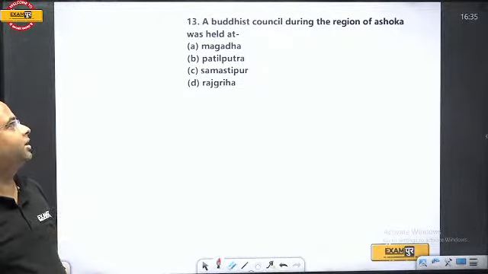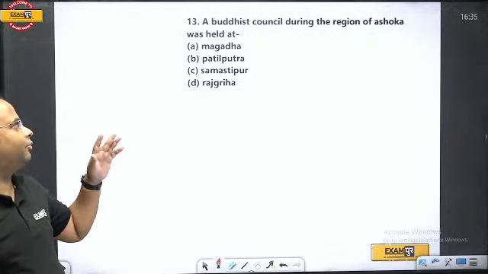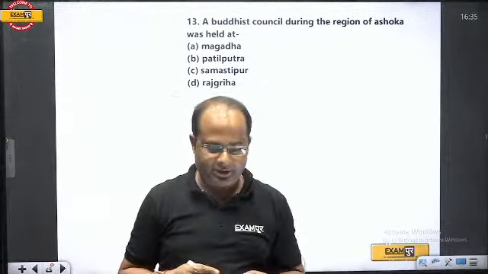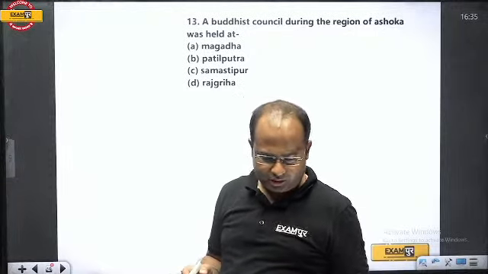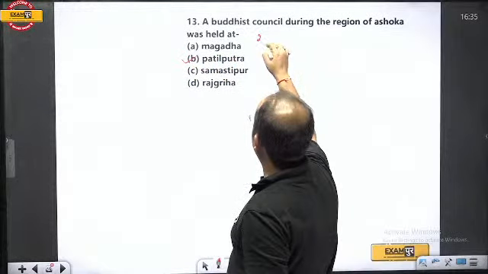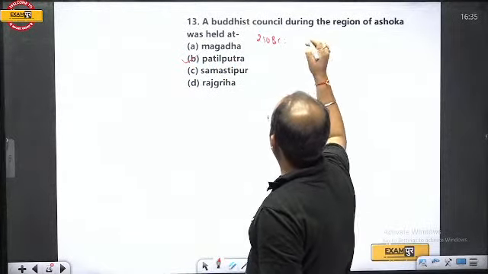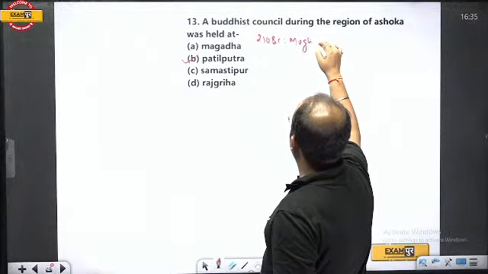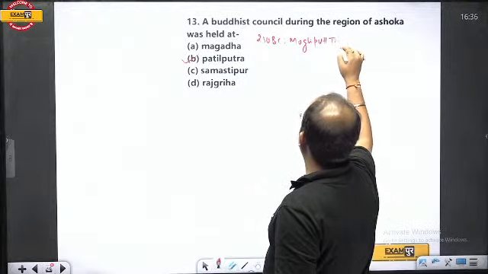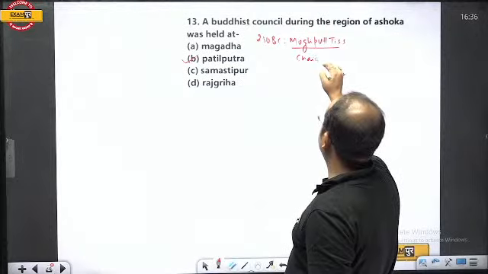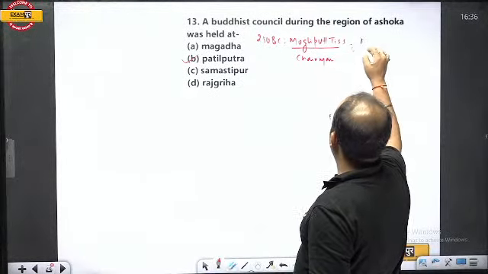The question is: the Buddhist council held during the time of Ashoka was in Magadh, Patliputra, Samastipur, or Rajgriha? The third Buddhist council was held during the time of Ashoka. Almost everyone is giving the correct answer. It was held in Patliputra in 250 BC. Mogliputra was the chairman. Ashoka was the patron.